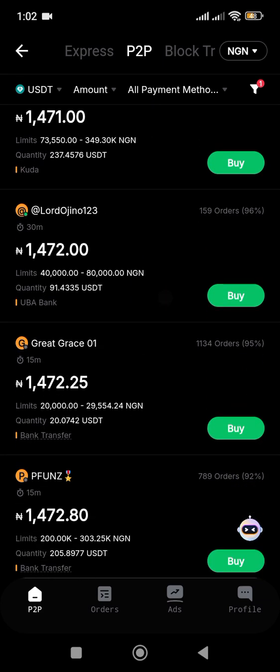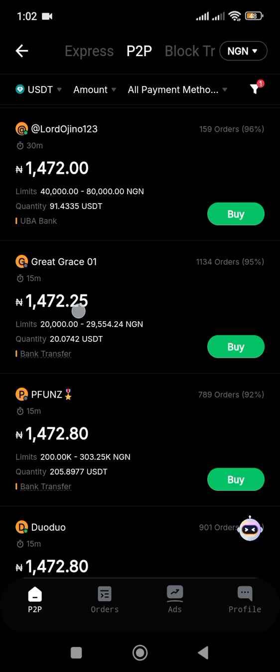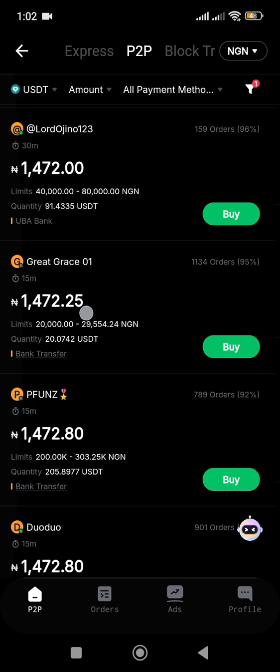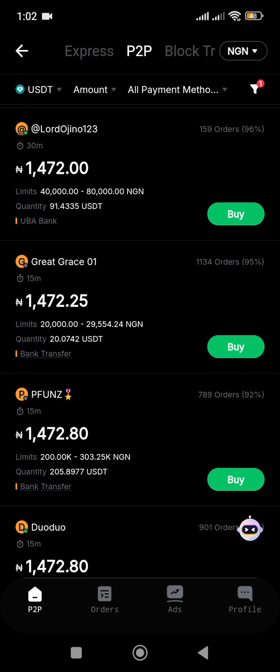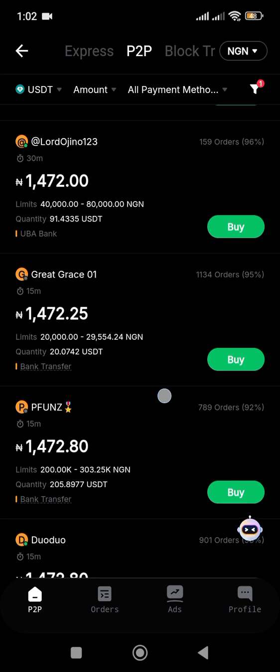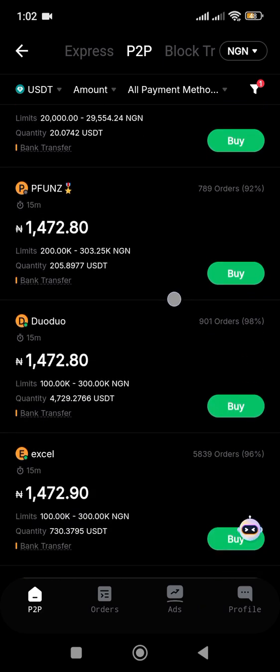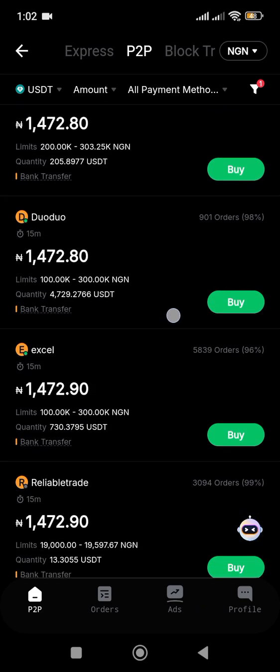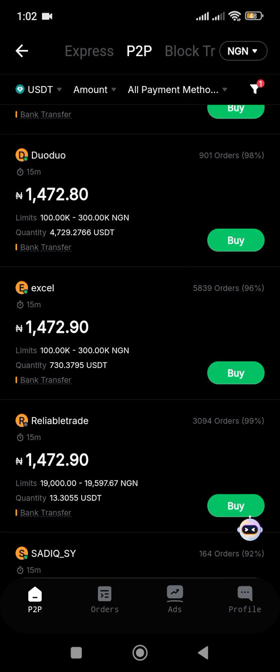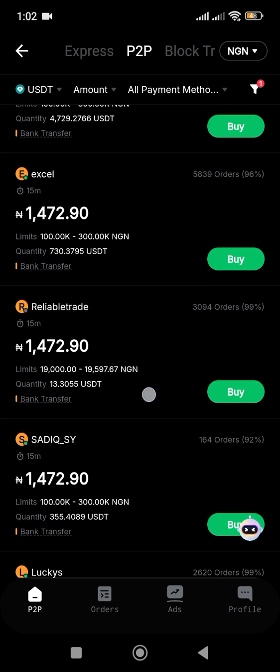Okay, like this person now, the minimum you can buy from this person is 20,000 naira worth of USDT. This person, you can buy a minimum of 40,000 naira worth of USDT. And which other person? Let's see. Okay, this one is okay.